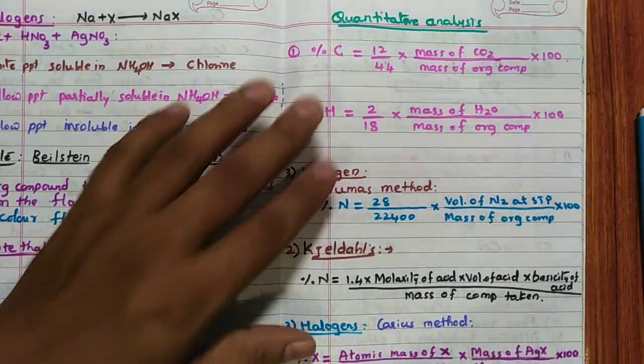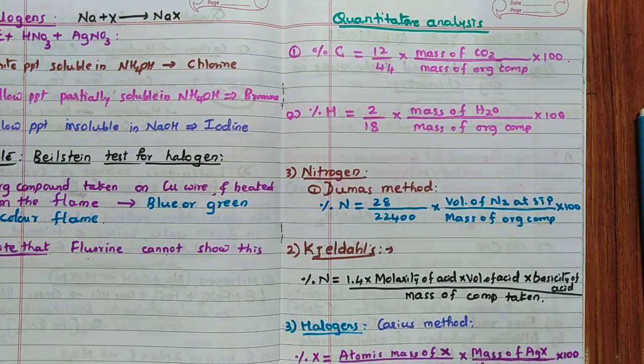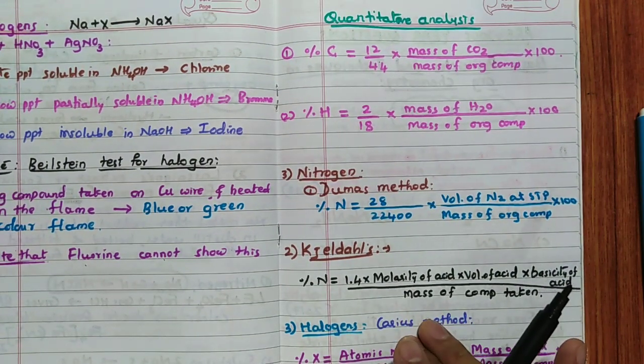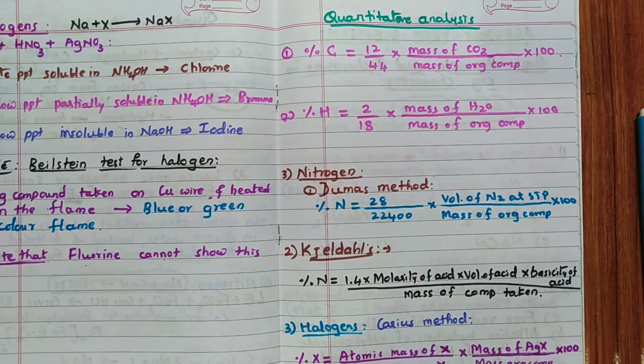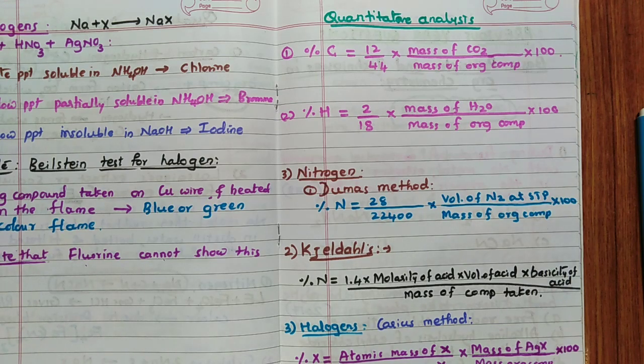Then quantitative analysis. I have given some formulas, but give less importance to this for CET, because only one or two questions were asked, and that too before 2012. After 2014, no question was asked on this concept. That too, only two times it was asked before 2014, and only on the Kjeldahl's method. Hence, I will just revise once.